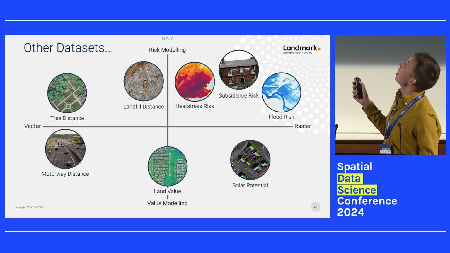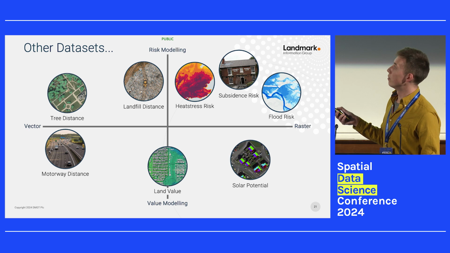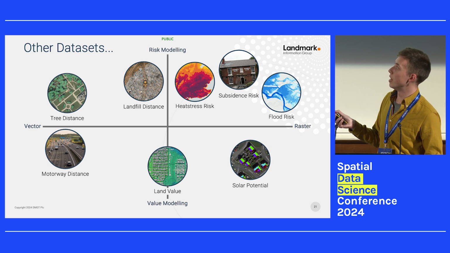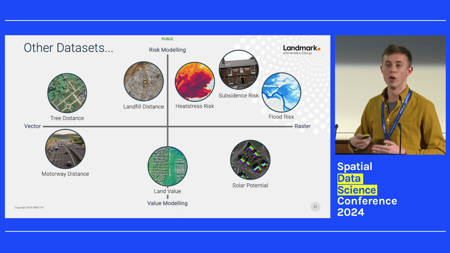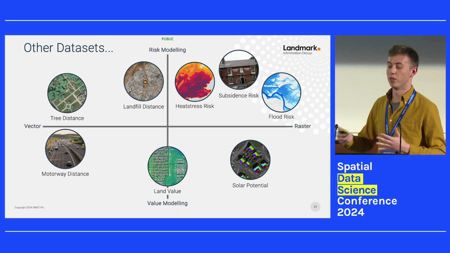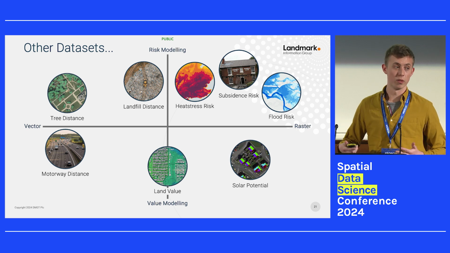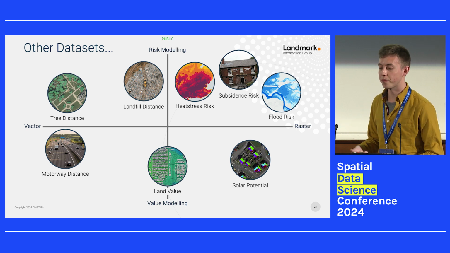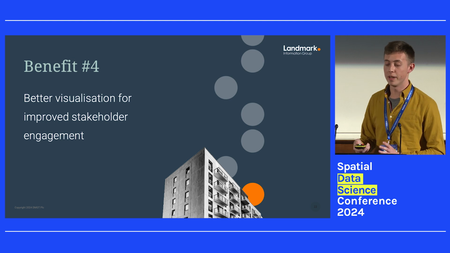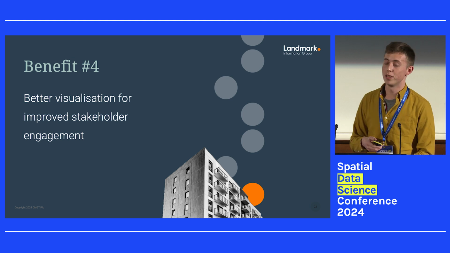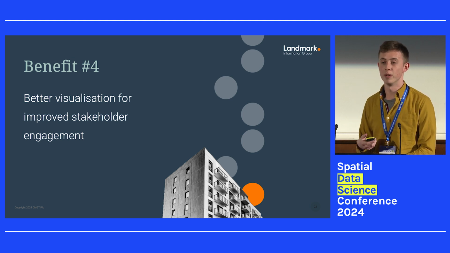Everything from rasters, which are very risk-focused, down to just vector geometry and raster geometry, which is more about value. All of this can be brought together and joined together as easily as we saw earlier with simple SQL one-liners. And then the final benefit is better visualization and improvement for stakeholder engagement.